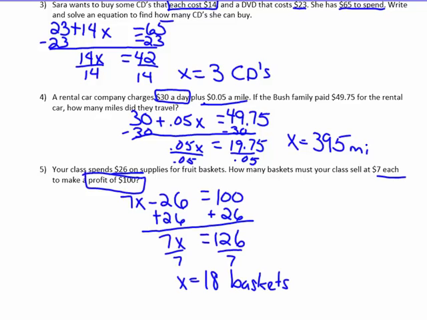Okay, so this one was a little bit different because they wanted to know how much profit we're making. In order to figure that out, it's how much you're selling the baskets for minus how much the supplies cost. In all the other problems, we had a plus there. So we had to then add the 26 in, divide both sides by 7, which means you had to sell 18 baskets. Because again, you subtract out how much you are spending for the supplies in order to see how much money you've made. All right, if you need to, watch it again.